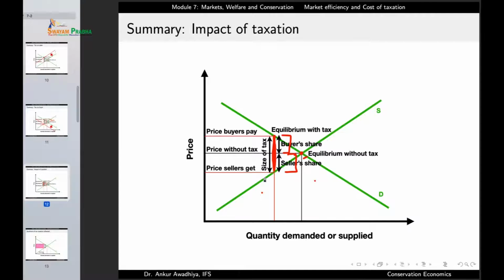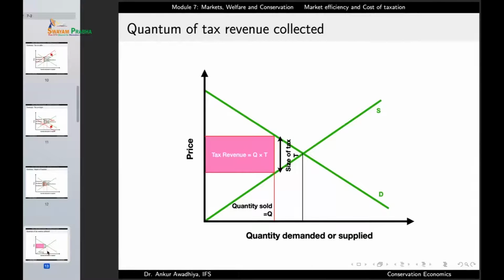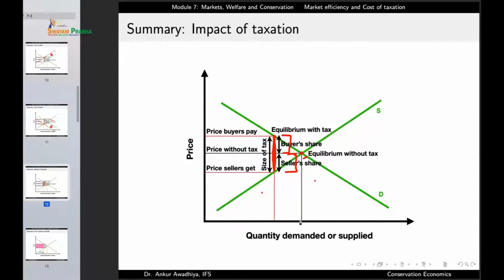Whatever happens, there is a certain amount of money that has to be paid by the buyer, and there is a certain share of the tax that has to be paid by the seller. Now, in this situation, when the size of the tax is T, we can compute the tax revenue. So, what is the total amount of money that the government gets by imposing this tax? That is known as the tax revenue. Now, the tax revenue is given by the size of the tax multiplied by the quantity that is sold after the tax. So, what we were seeing is that earlier the equilibrium quantity was this, but with the tax, the new equilibrium quantity is this.